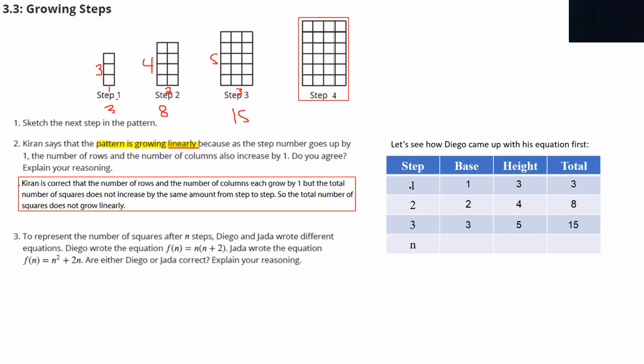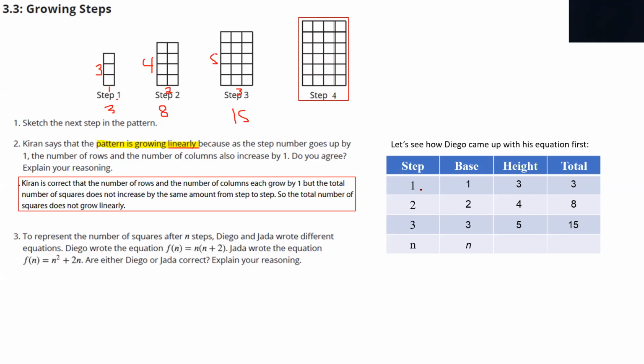What do you notice? Well, if you look at step 1, we have 1 as our base, 3 as our height, and that means a total of 3. If our step is 2, our base is 2. If our step is 3, our base is 3. So if our step is n, what would be our base? It would be n because these numbers are exactly the same.